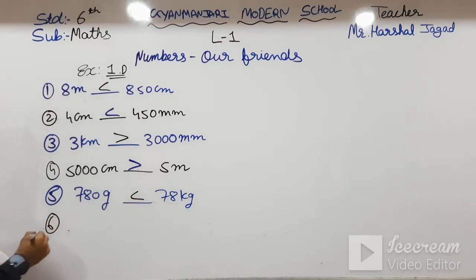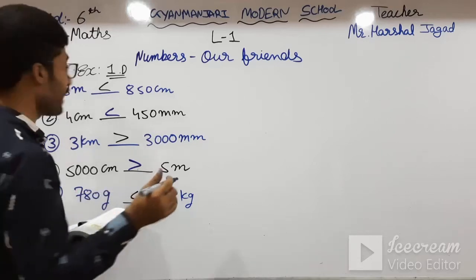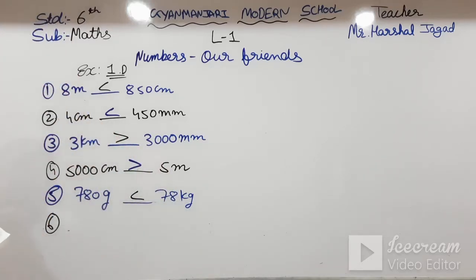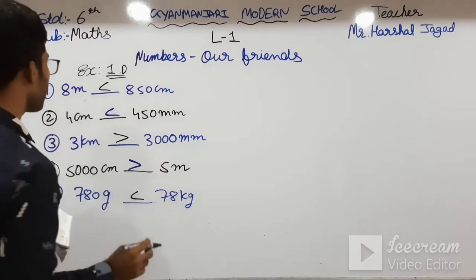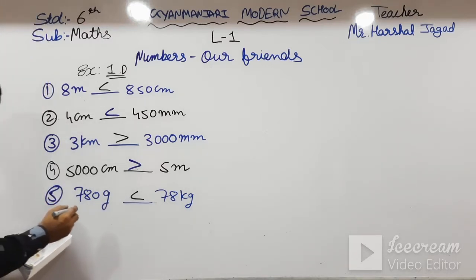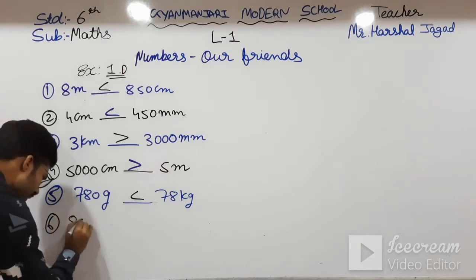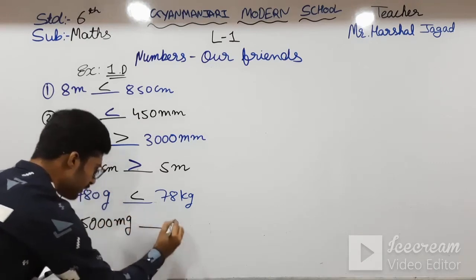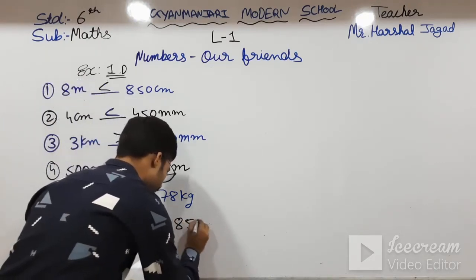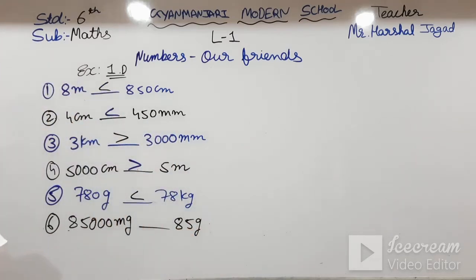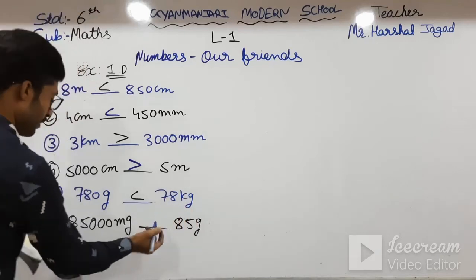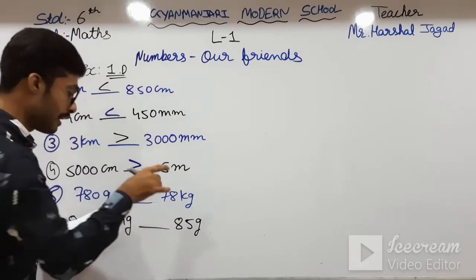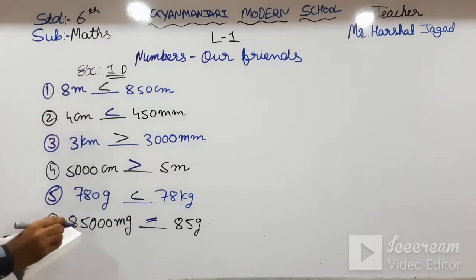Sixth one. Here it is in the ABCD form, but I have written it in the 1, 2, 3, 4, 5, 6 form. Okay students, so don't make a mistake. Sixth one, that is 85,000 mg and 85 gram. So, 1 gram is equal to how much mg? Can you tell me? 1 gram is equal to 1000 mg. 85 gram means 85,000 mg. So, this will be equal.